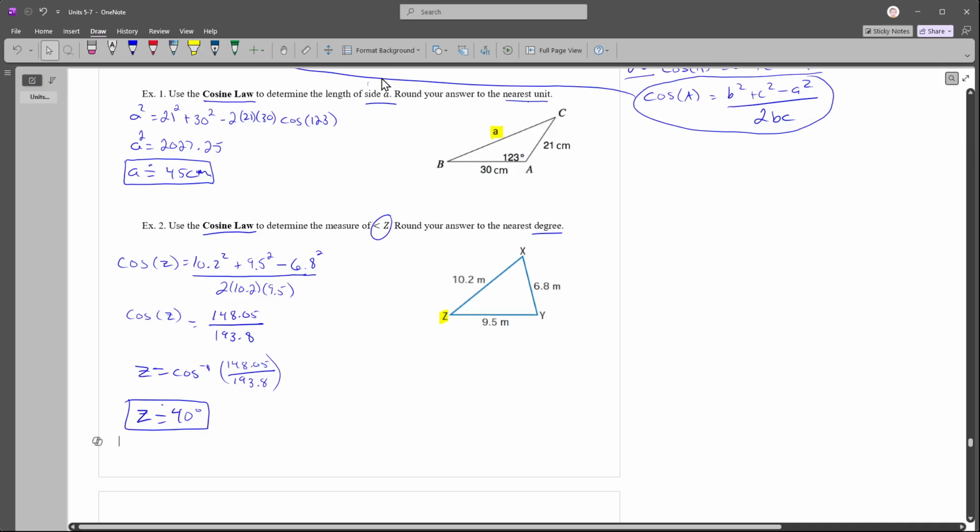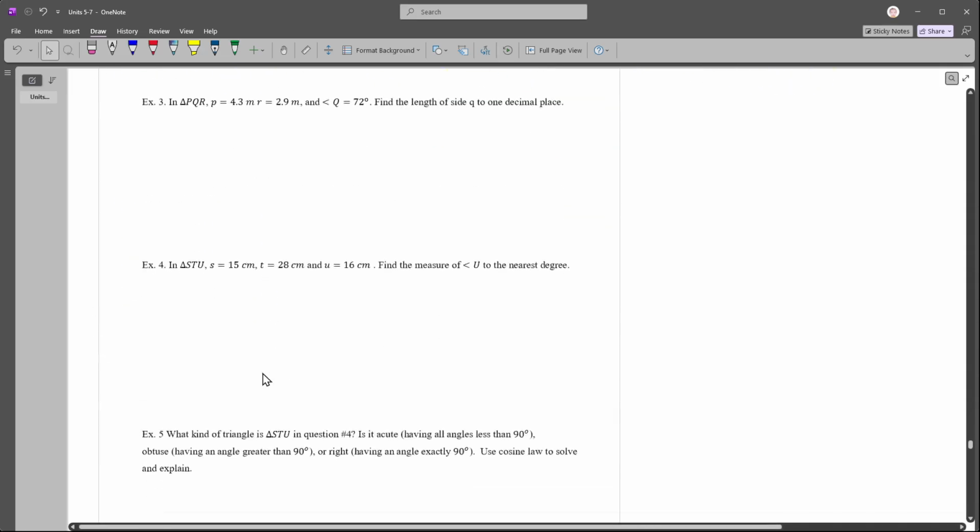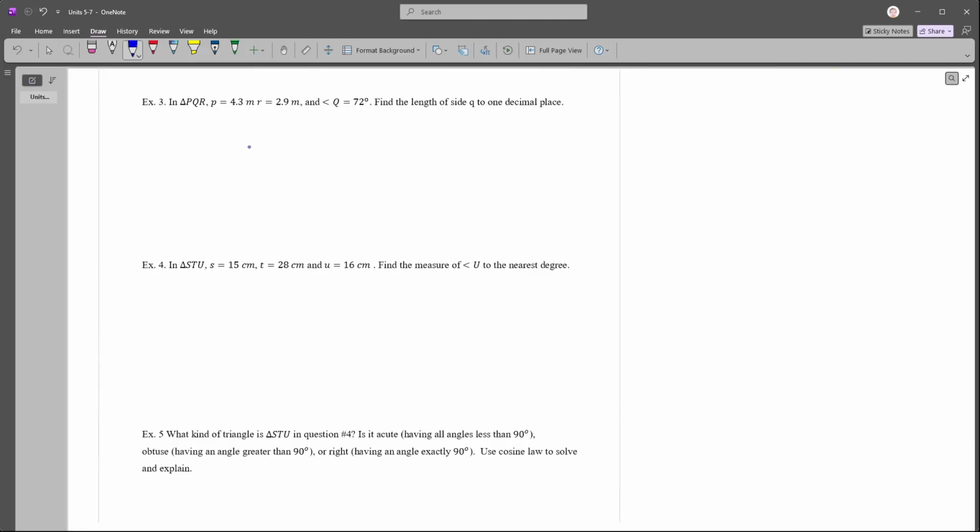Okay, let's go try a couple things that are a little bit more challenging. So let's start with this. Again, we're now in the situation where we don't have a picture, so we got to draw our own picture. So let's create a triangle. PQR, triangle PQR.